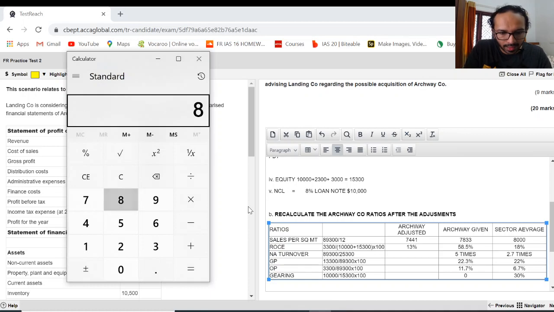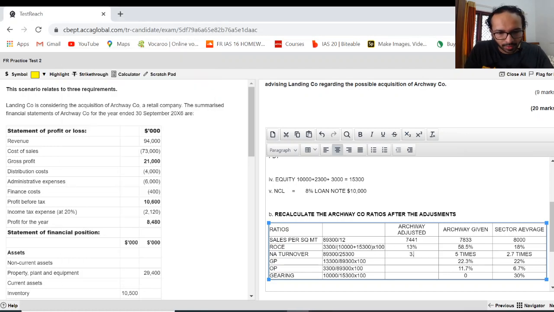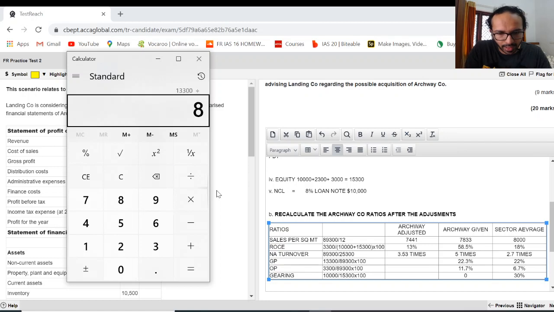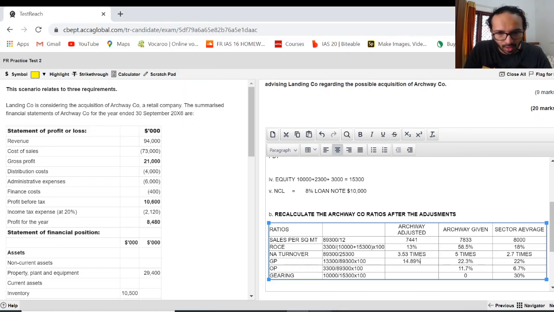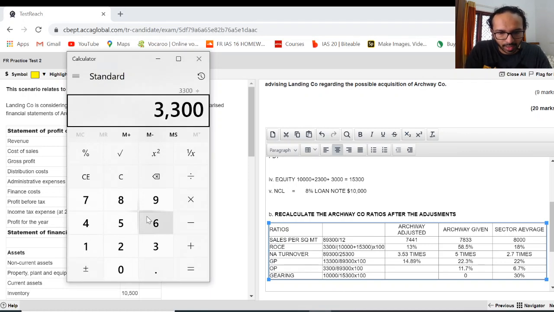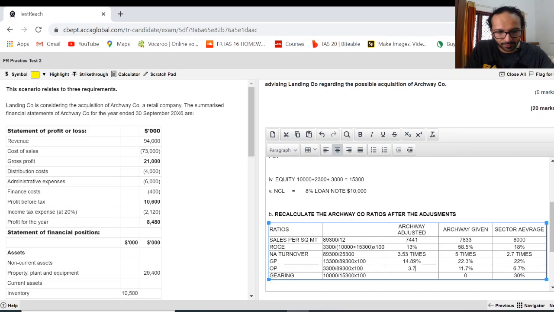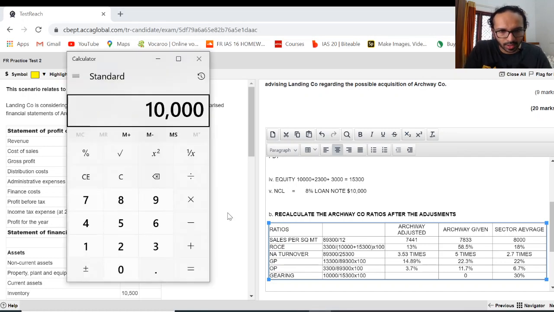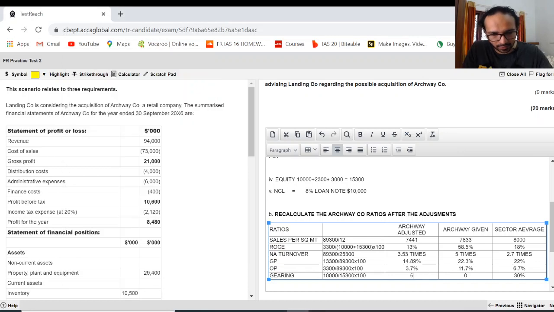Net asset turnover: sales 89,300 divided by 25,300 is 3.53 times. GP is 13,300 divided by 89,300 into 100, which is 14.89%. OP is 3,300 divided by 89,300 into 100, which is 3.7%. Gearing is debt 10,000 divided by equity 15,300 into 100, which is 65%. So these are the recalculated ratios, and that is also done.